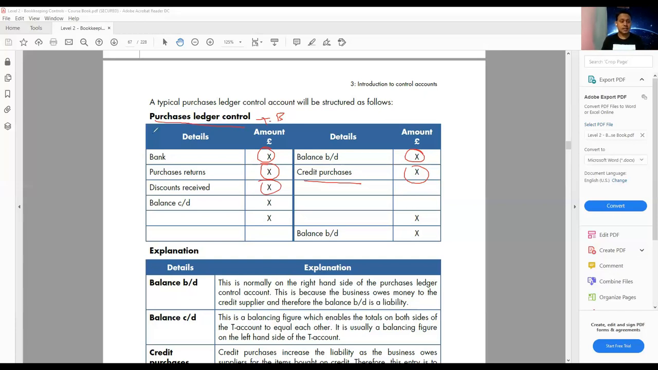So this is the only difference between the purchase ledger control and the sales ledger control. Sales ledger control opening balance comes on the debit side, and anything that reduces the balance comes on the credit side. On the other hand, purchase ledger control opening balance starts from the credit side. Anything that reduces the balance we record on the debit side. Writing on this side will increase your liability. Anything that will decrease your liability, you write on the other side. It's opposite, because this side is a credit side, this side is a debit side, and debit and credit are like a plus and minus. So if you want to increase the balance, write on the same side. If you want to decrease the balance, write on the opposite side.